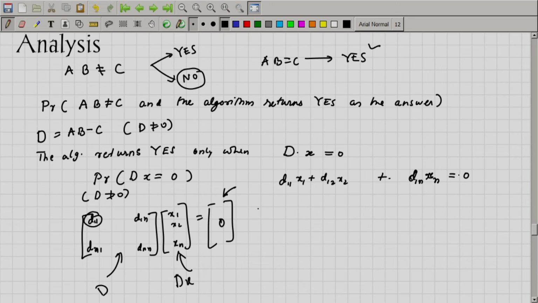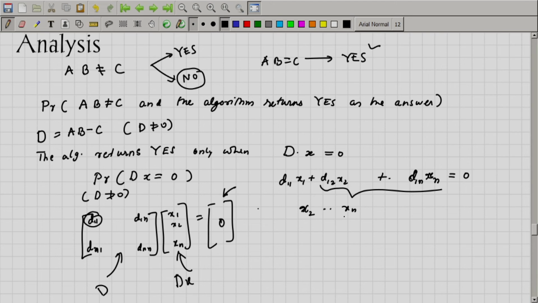So, let us imagine that these choices, the choices for the random variables x1, x2 up to xn, let us say that their choices were already made.